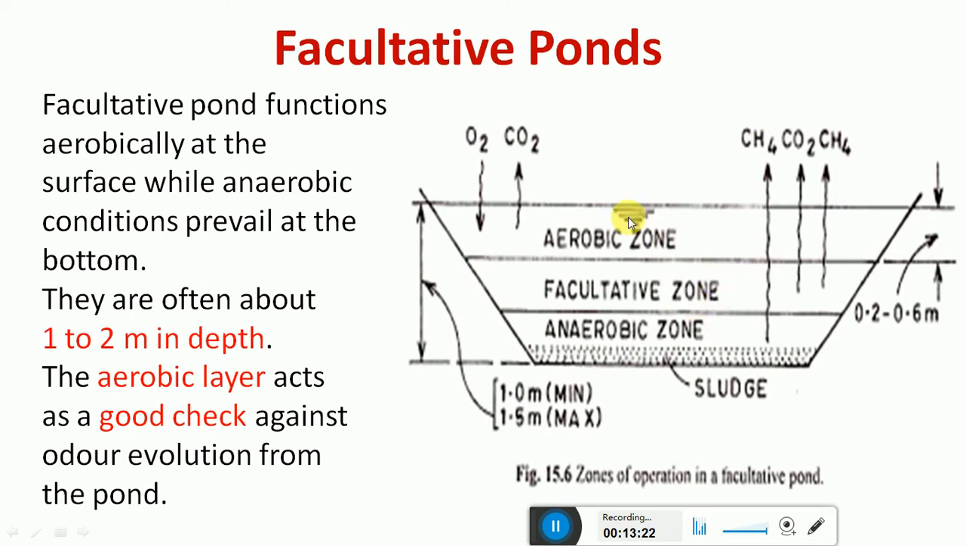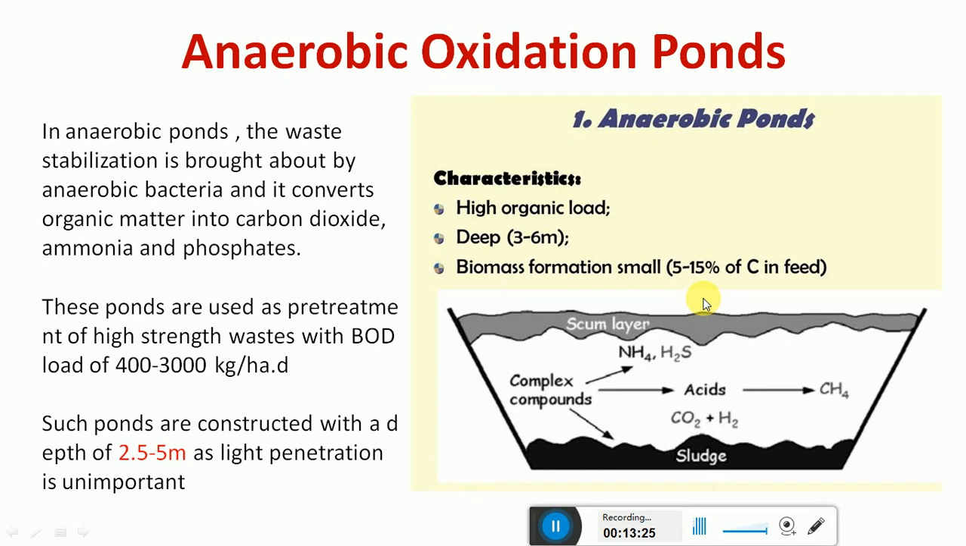Coming to the anaerobic oxidation pond, it operates under completely anaerobic conditions. The characteristics of anaerobic ponds are that they are generally deeper than aerobic as well as facultative ponds. Their depth varies from 3 to 6 meters. Here the waste stabilization is brought about by anaerobic bacteria. The organic matter is degraded by anaerobic decomposition and broken down into simpler end products.